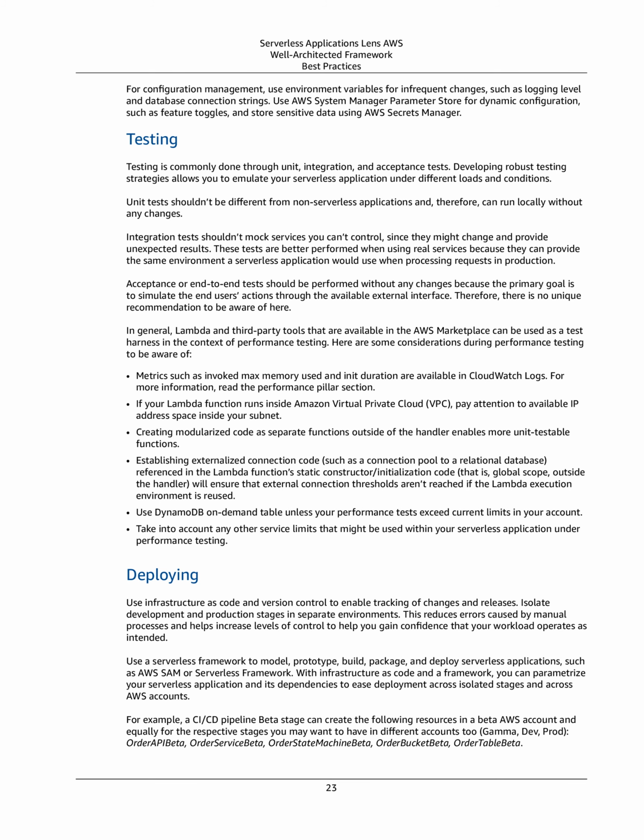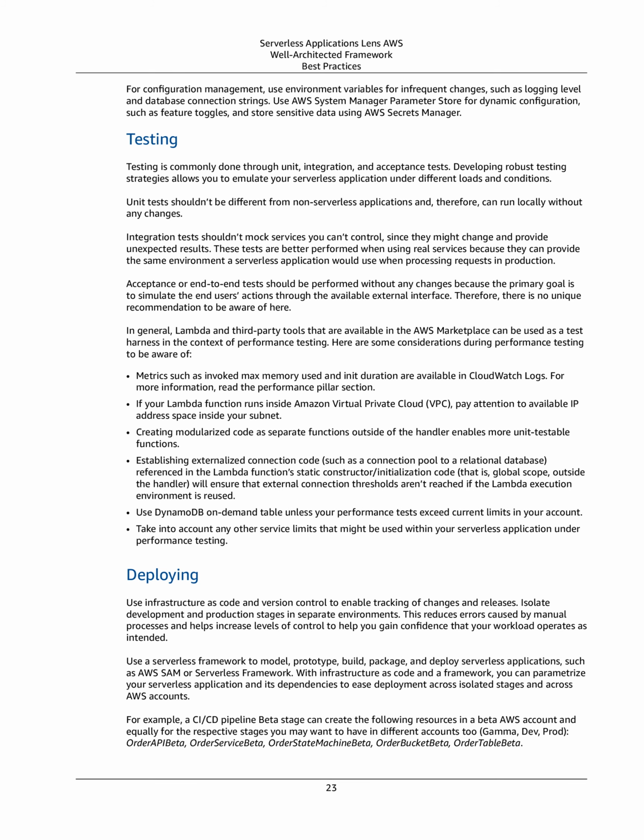In general, Lambda and third-party tools that are available in the AWS Marketplace can be used as a test harness in the context of performance testing. Here are some considerations during performance testing to be aware of. Metrics such as invoked max memory used and init duration are available in CloudWatch logs. For more information, read the Performance Pillar section. If your Lambda function runs inside Amazon Virtual Private Cloud, VPC, pay attention to available IP address space inside your subnet.